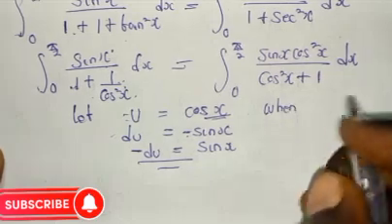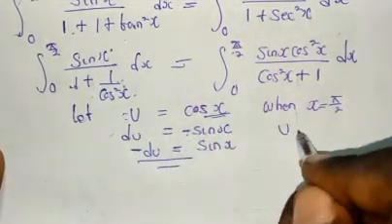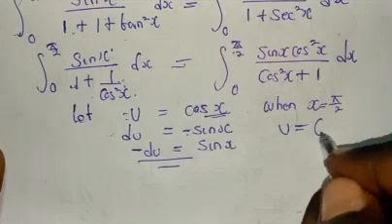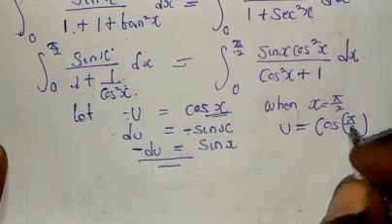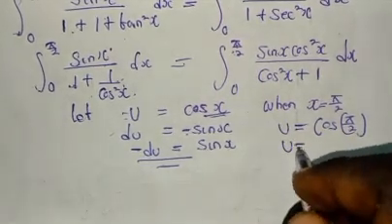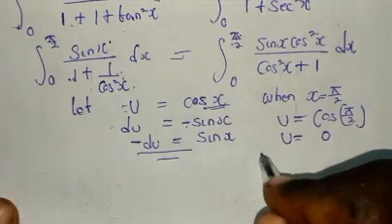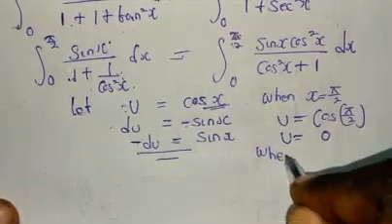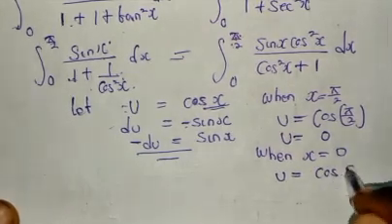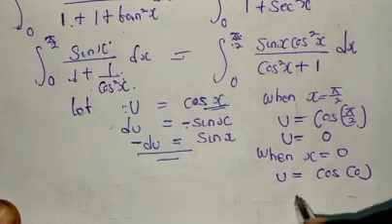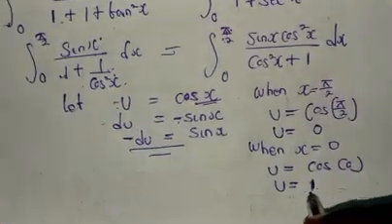When x is equal to pi over 2, for u, don't forget u is equal to cos x, so we are going to have cos pi over 2. And don't forget pi over 2 is 90, so cos 90 is what? Cos 90 is 0. So the upper limit here will be 0. And when x is equal to 0, for the lower limit, we are going to have cos 0. And cos 0 is equal to 1. So the lower limit here will be 1.